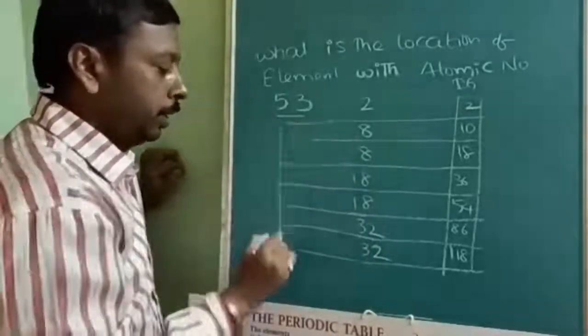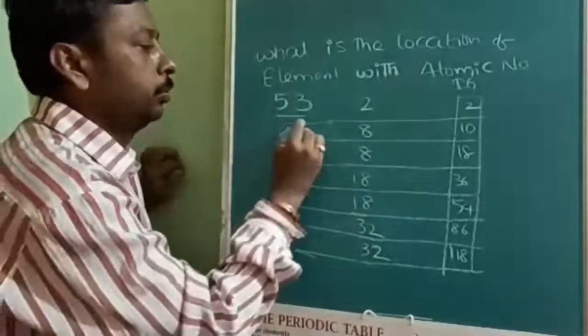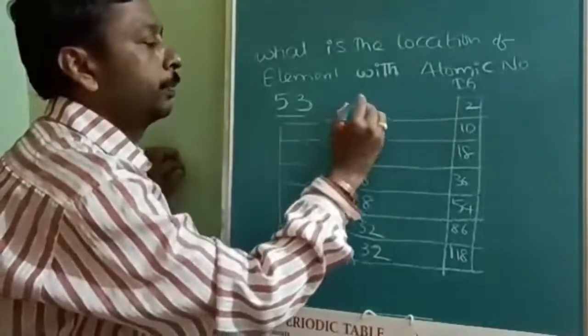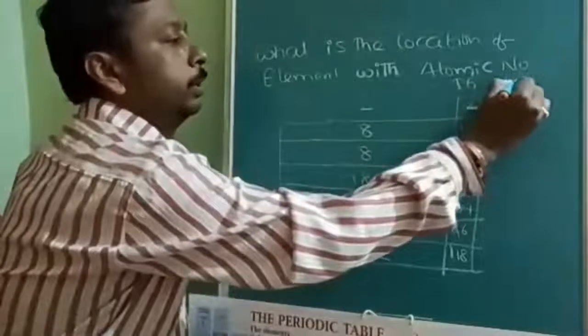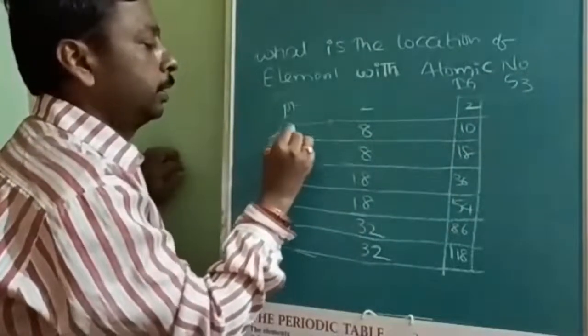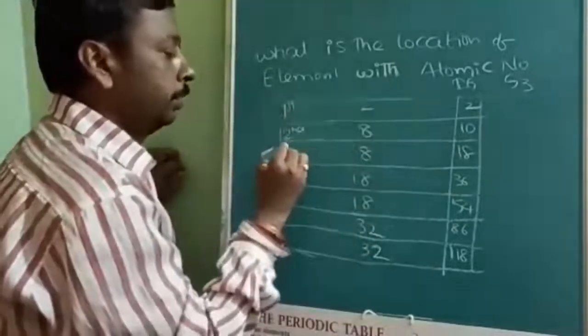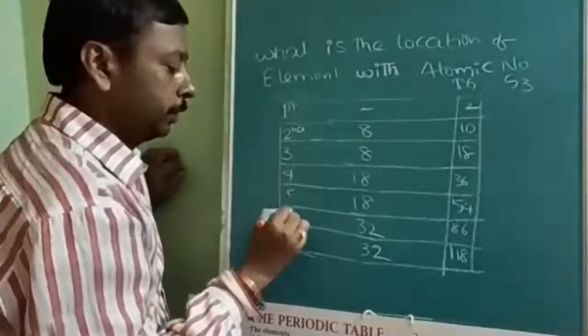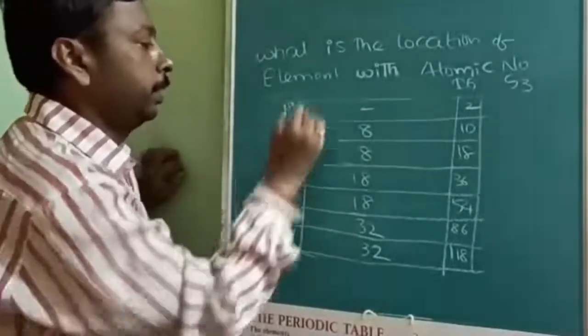Now I am writing the periods also, so that we have clarity. The question here is about 53. This is the first period, this is the second period. Third, fourth, fifth, sixth, seventh. These are the period numbers.